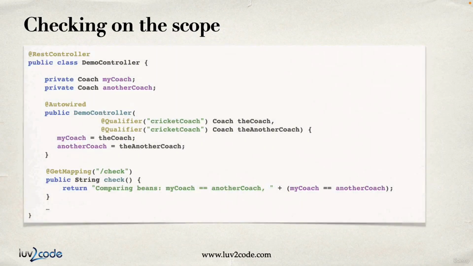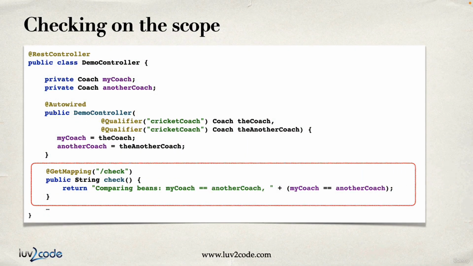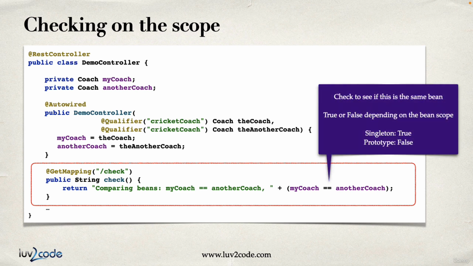How could we check on the scope? Well, we could write some code here as far as a @GetMapping for /check. And I'll return the results here. So I'll say comparing beans, myCoach == anotherCoach. And then I put the actual expression here. So this will check to see if this is the same bean. This will return true or false depending on the bean scope.